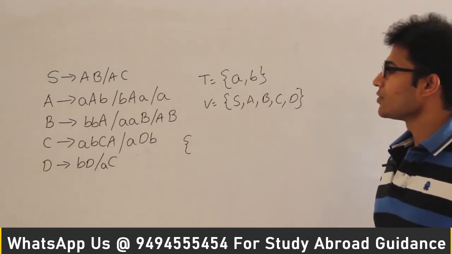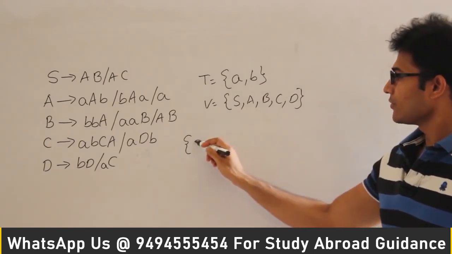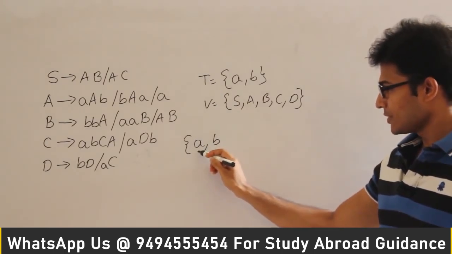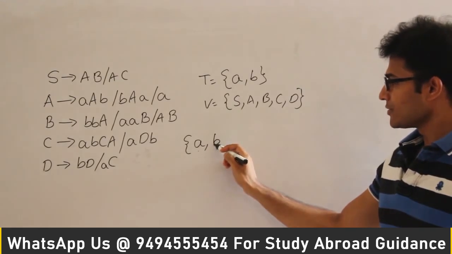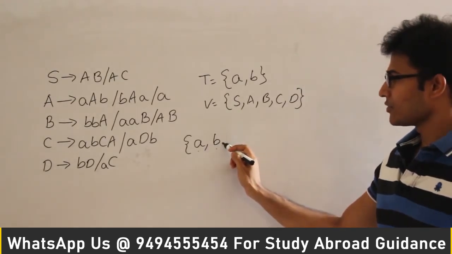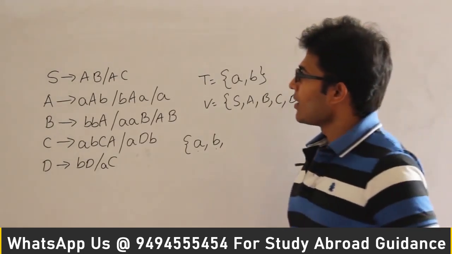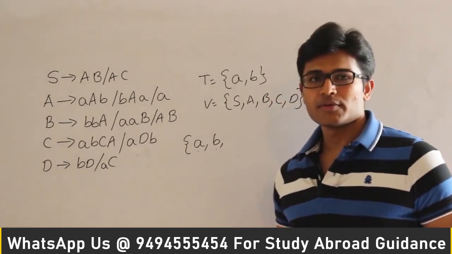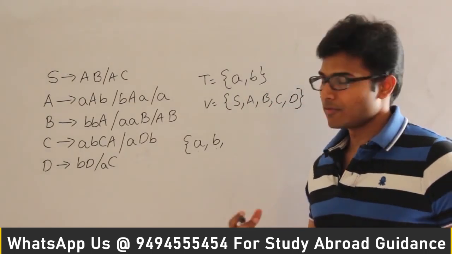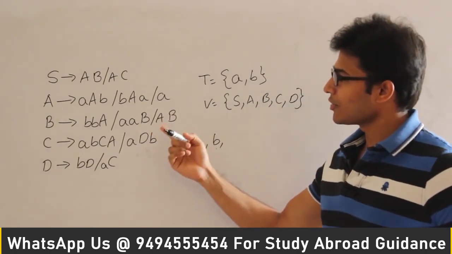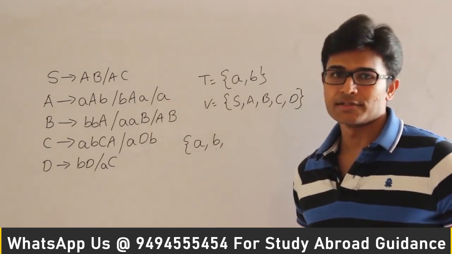So what are the symbols from which we could derive some strings here? Definitely the terminals. These are the symbols from which I could derive some terminals or a string of terminals. First of all, we are even eliminating the epsilon productions, so don't worry about it. Epsilon productions are not there and unit productions are not there, then we are going to eliminate this.